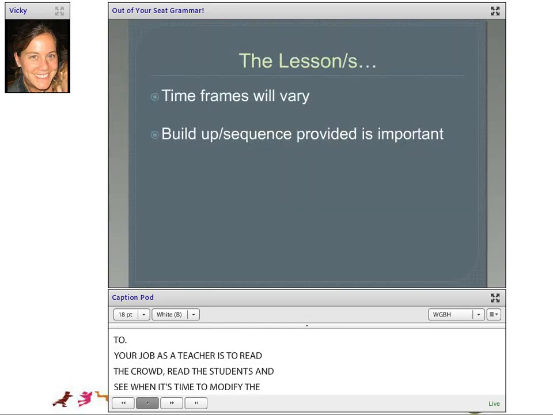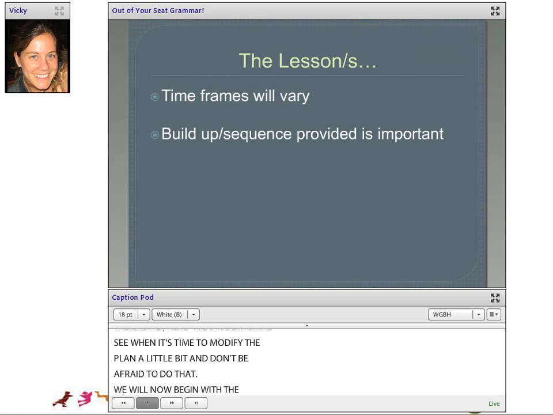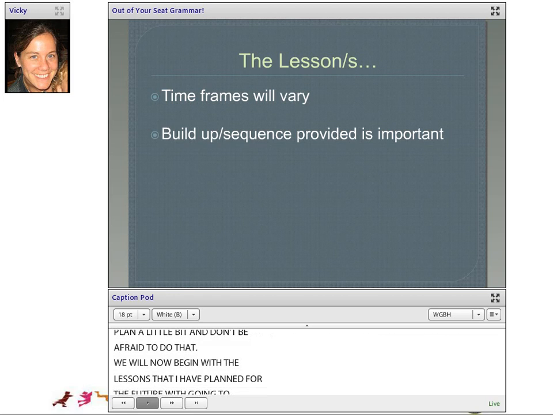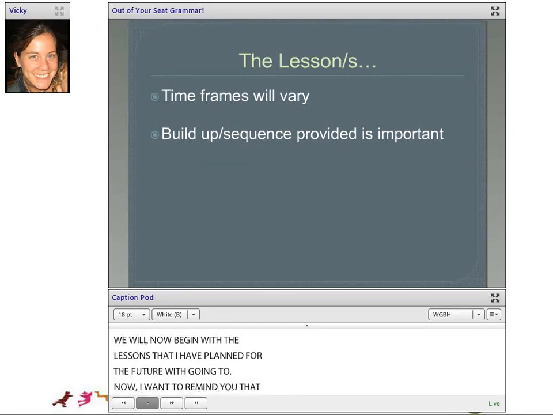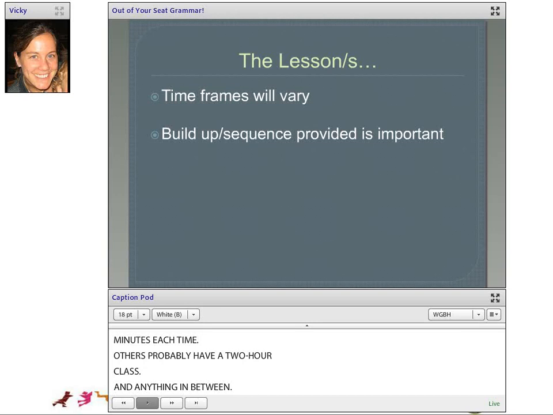We will now begin with the lessons that I have planned for the future with Going To. Now I want to remind you that time frames will vary. Some of you teach classes of 45 minutes each time, others probably have a 2-hour class, and anything in between. And so when I created this lesson, I wasn't sure, of course, how long your classes are. For some of you, the following activities could take 2 classes. For some of you, it could take 2 weeks.